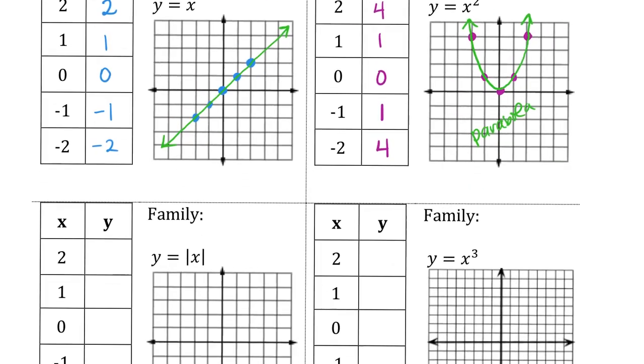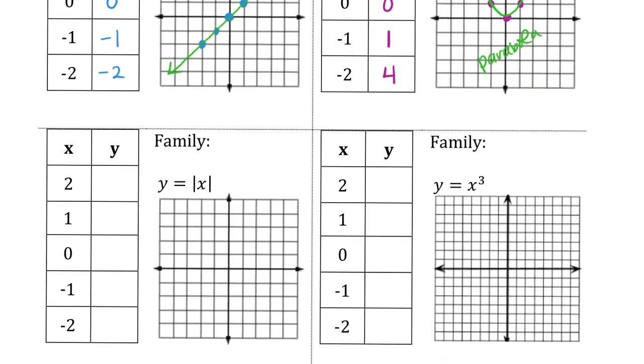Okay, let's look at 2 other families. Okay, this symbol right here is called absolute value. These straight bars mean the absolute value. Absolute value technically means distance from 0. So I'm going to plug in 2 here. If I do the absolute value of 2, it means how many spaces from 0 is 2? Well, it's 2 spaces. Some people also say it turns out positive.